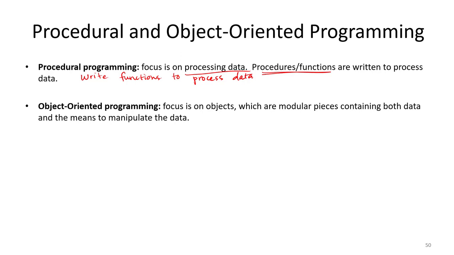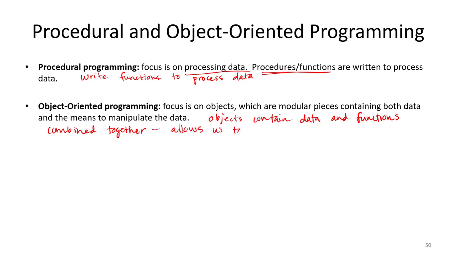But as we mentioned, there's also this other approach called object-oriented programming, where objects contain data and functions combined together. And we'll learn a little bit more about how this allows us to build modular programs. But for now, just remember the key differences between these terms, and by the end of the class, you'll have a good understanding of which one is which and when you may want to use one over the other.